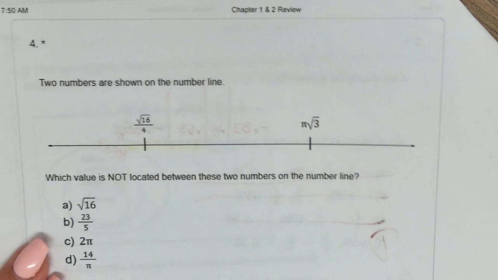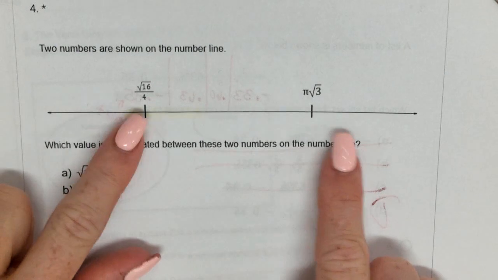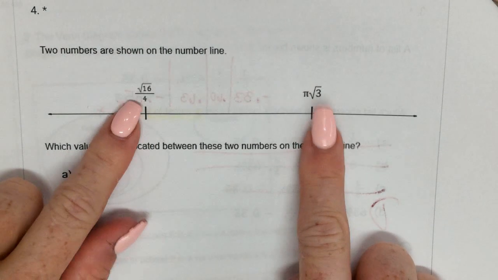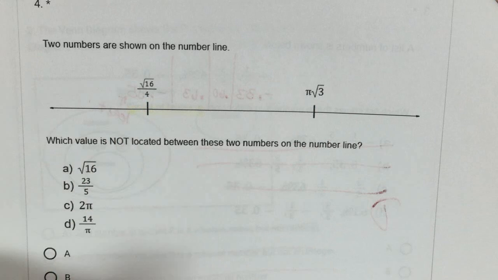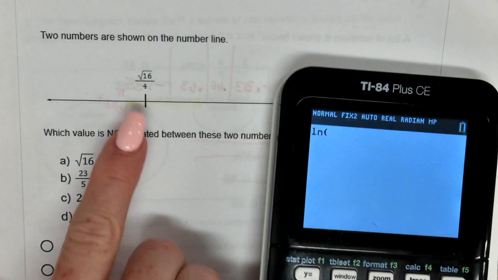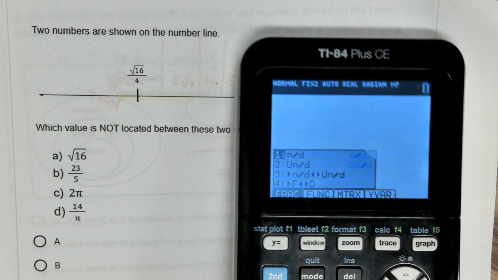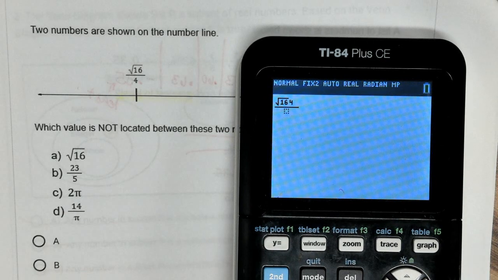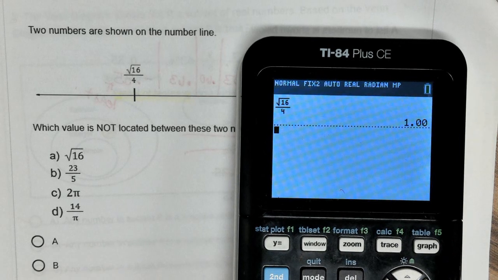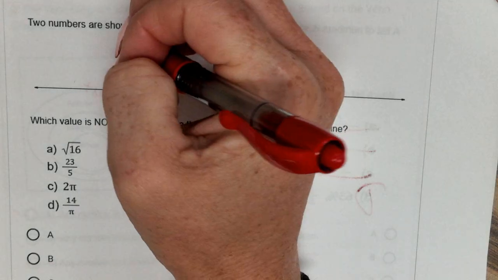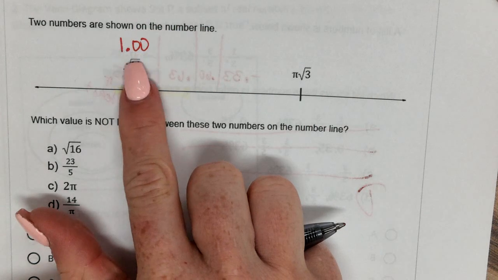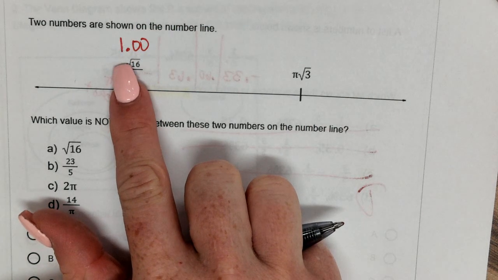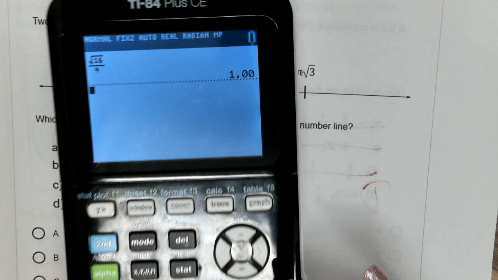All right, moving on. As soon as I see a question like this and I don't know those numbers, what's the first thing I need to do? Turn them into decimals. So I go to my calculator. Is this a fraction? So I do alpha y equals the square root of 16 on top, 4 on bottom. How much money is that worth? $1. You should have written $1 on your paper, to the left. Pi, square root 3.